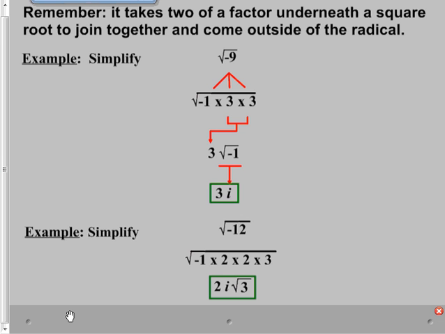Anytime you see a negative underneath a radical, you are going to have to simplify it. It's one of those things that's considered bad format in math to leave a negative underneath a radical. So you will always simplify it out by bringing the i outside of the radical.